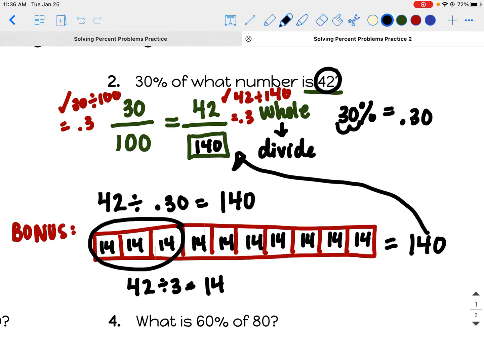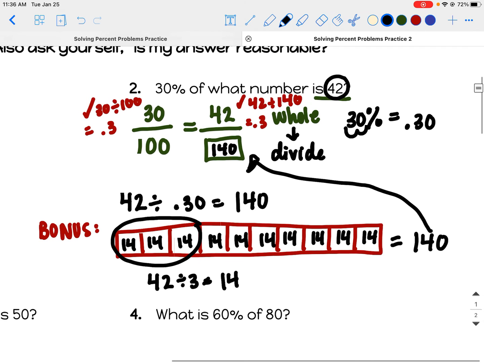All right, so there's another bonus strategy to help you understand how to break that down in case you were stuck. We can always think outside the box. We don't have to rely on a certain formula or strategy. All right, hope that helps.